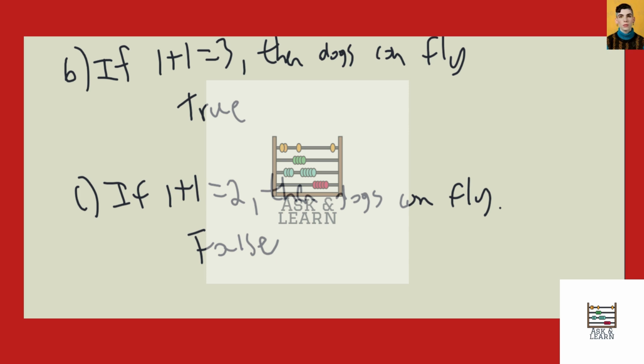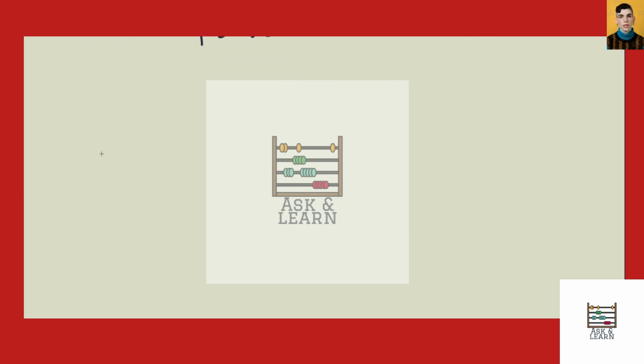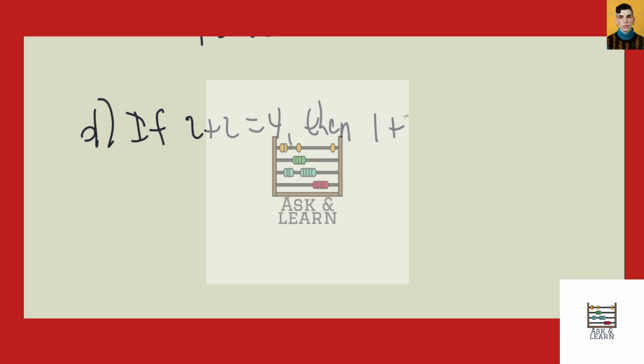Okay. And lastly, for D, we have, if 2 plus 2 is equal to 4, which it is, right? So if 2 plus 2 is equal to 4, then 1 plus 2 is equal to 3. Well, the first statement is true, as well as the second statement. So it does follow, right? The first statement is always true, as well as the second statement. So this would be a true statement.